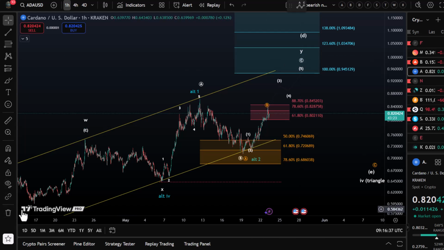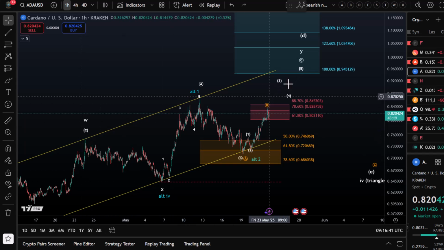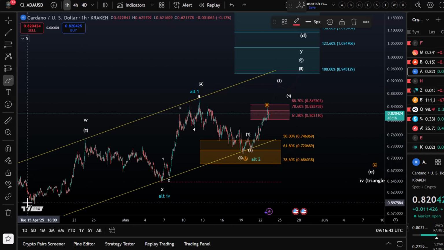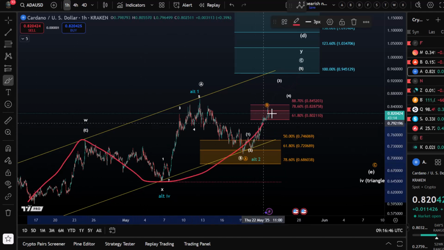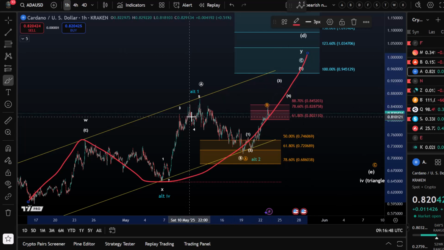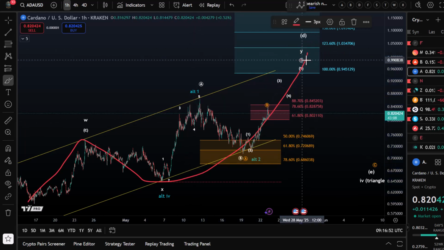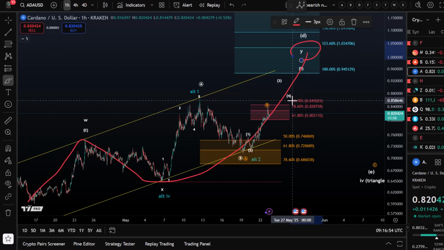Again, I don't want to talk about the entire structure again, just a quick update, but we were tracking a WXY structure, which is a complex corrective pattern to the upside as part of this larger triangle we have been discussing over recent weeks and months. So this Y wave is currently actually playing out.